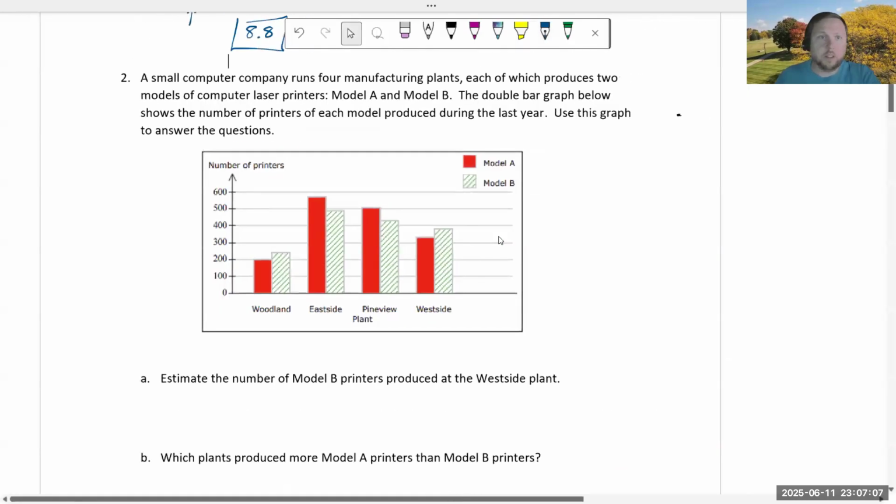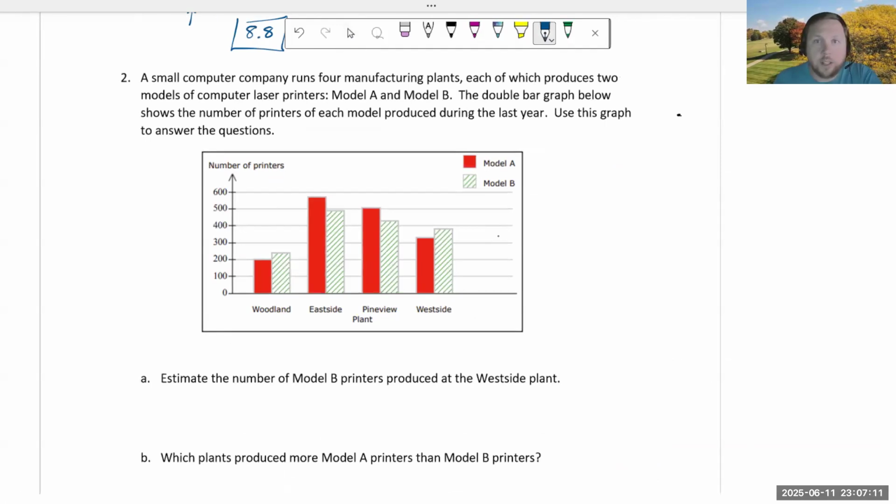Number 2, a small computer company runs 4 manufacturing plants, each of which produces 2 models of computer laser printers, Model A and Model B. The double bar graph below shows the number of printers of each model produced during the last year. Use this graph to answer the questions.